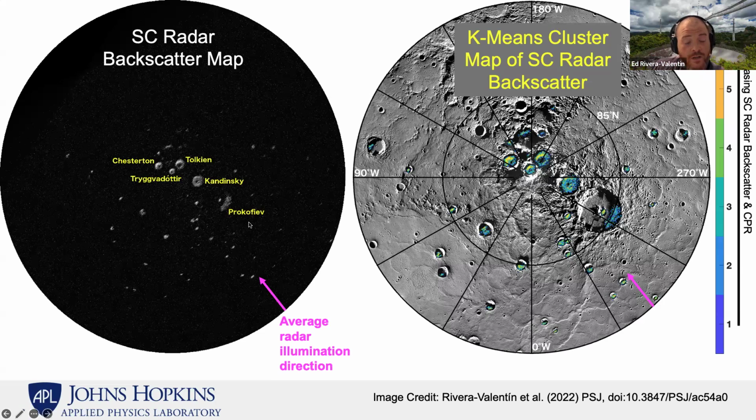And then we also applied different algorithms to try to cluster the radar brightness of these features. And so that's what you see on this map over here, where after applying a k-means clustering algorithm, we can start looking at the variation of radar backscatter across the PSRs. And that's colored here, where yellow would be high SC radar backscatter and the light blues would be low SC radar backscatter. After you do this, it turns out that this also independently clusters things by CPR. So the yellows are high CPRs and the blues are low CPRs.